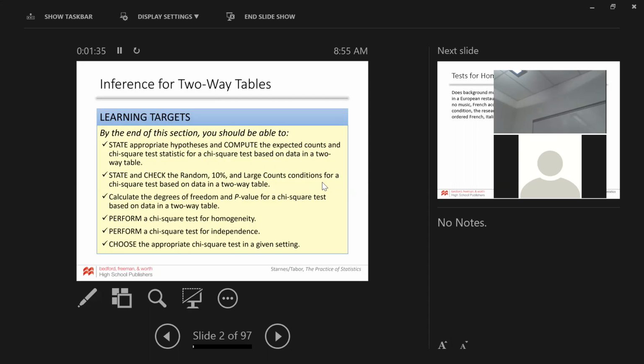The conditions, the null and the alternate. The test statistic, which in this case would be chi-squared. The degrees of freedom and the p-value. And then do we reject or do we fail to reject?